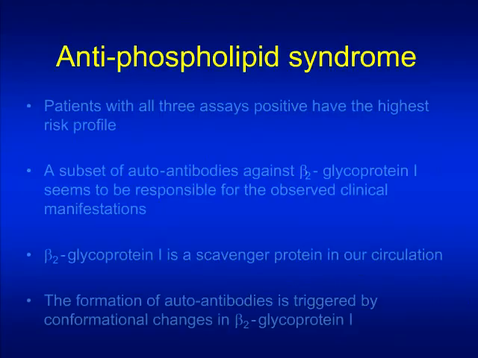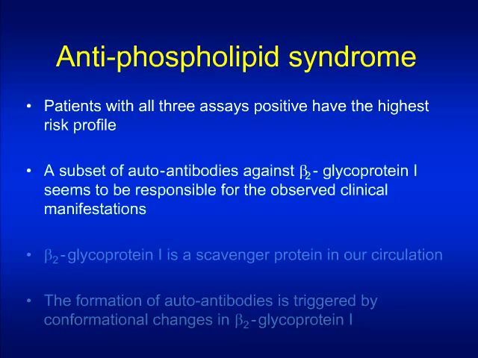So what do we now know about the antiphospholipid syndrome? I think that the important message is that patients with all three assays positive have the highest risk profile. In our hands, all the patients who are positive for anticardiolipin antibodies are also positive for anti-beta-2-glycoprotein 1 antibodies. So maybe you need two, but all the studies up to now have been done with all three assays positive. So these patients are the real patients with the highest risk profile.